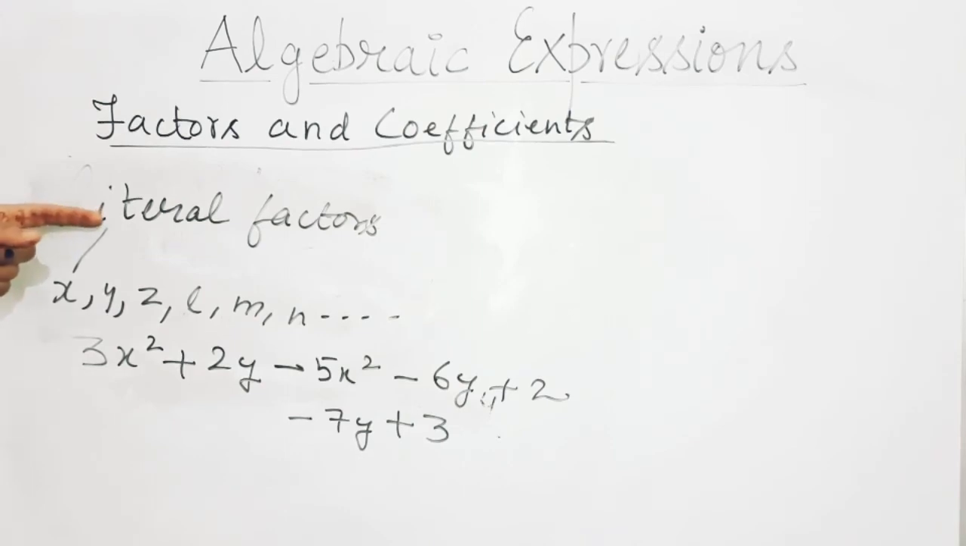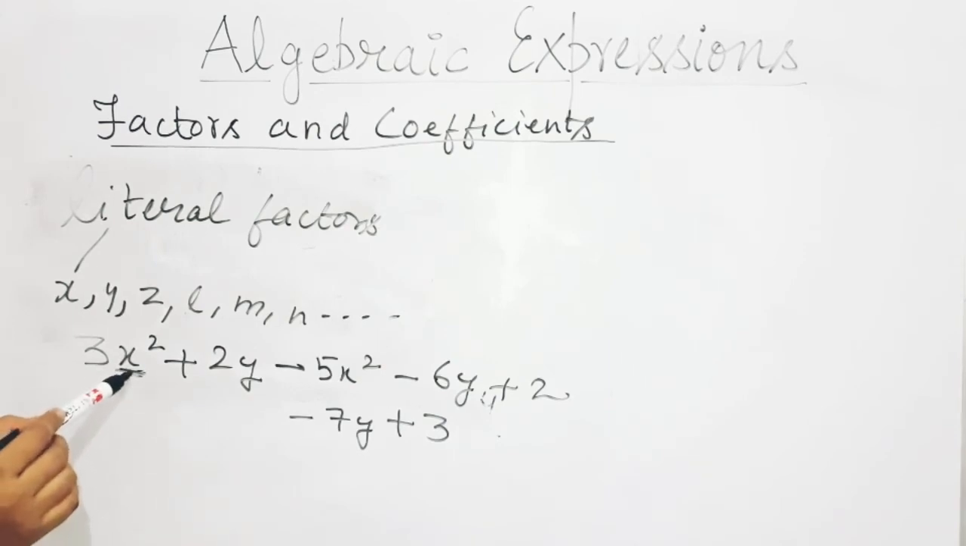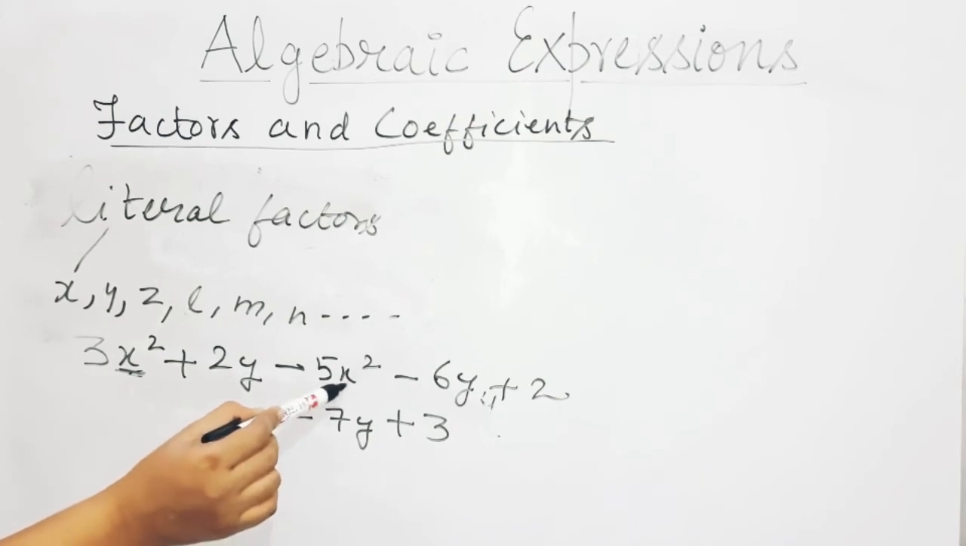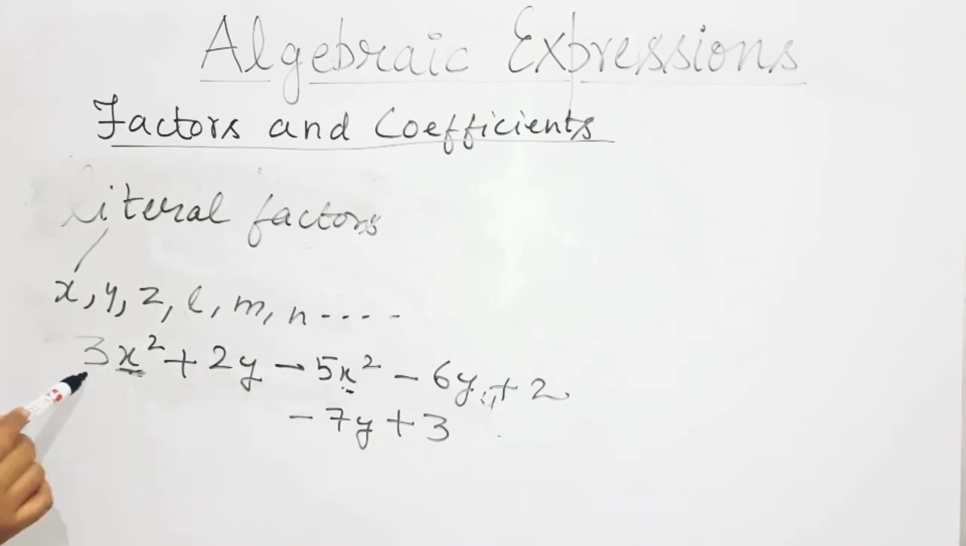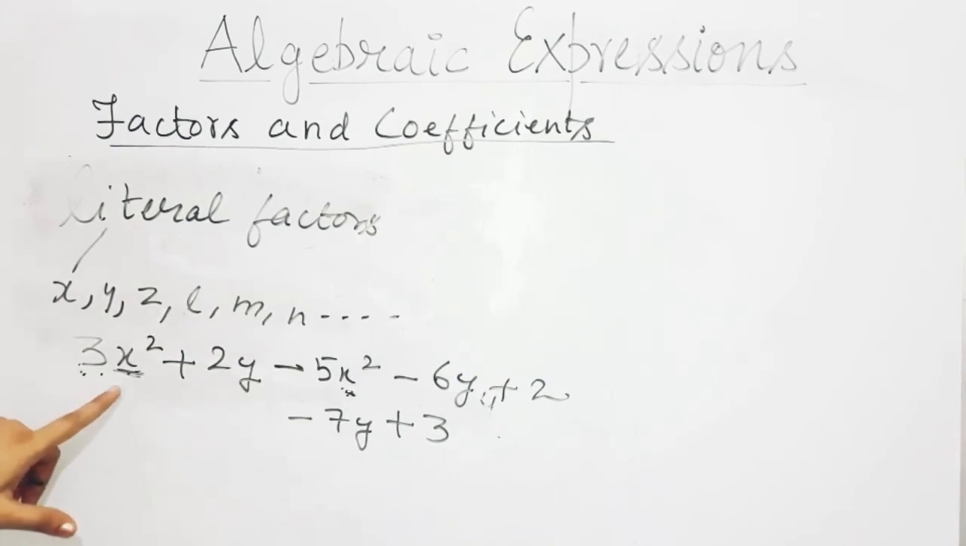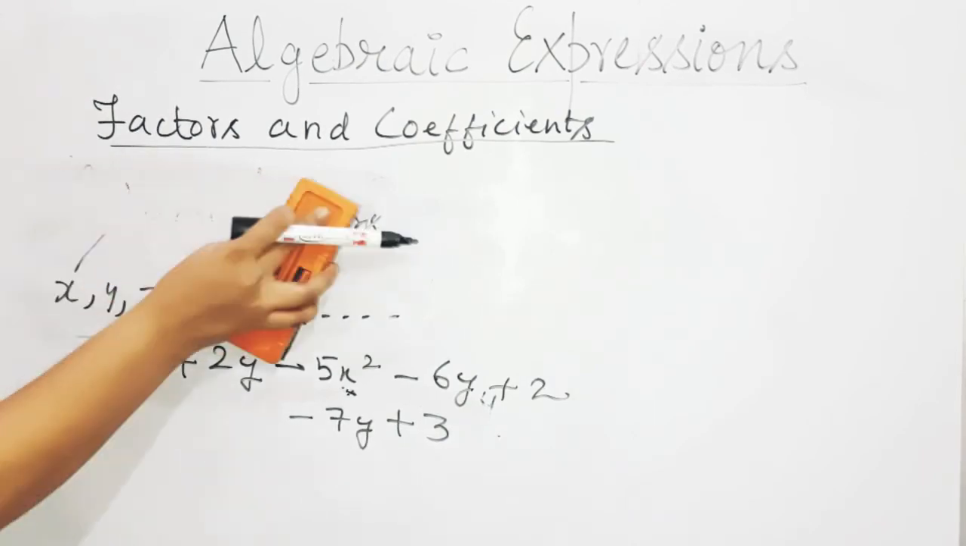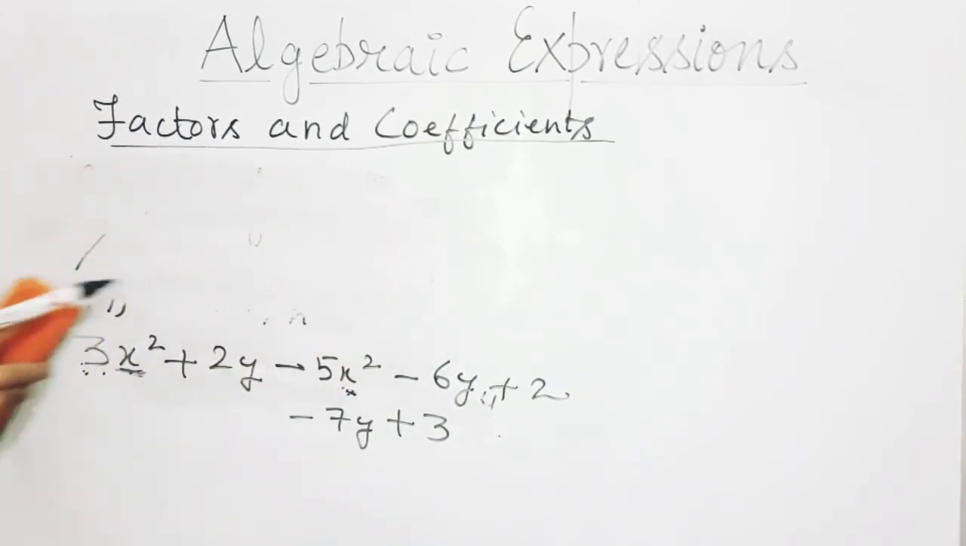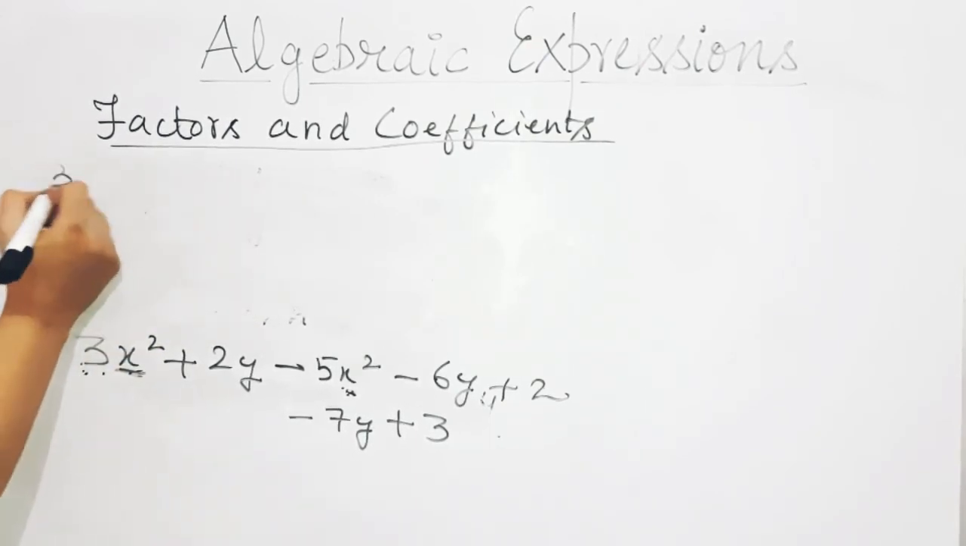Same literal factors means their variable part will be the same. So as you all can see, this is having 3x square and this is also having x square. So 3x square and minus 5x square, these two are the like terms, because both have the same literal factor, that is x square. So the first like term which I found in this algebraic expression is 3x square.